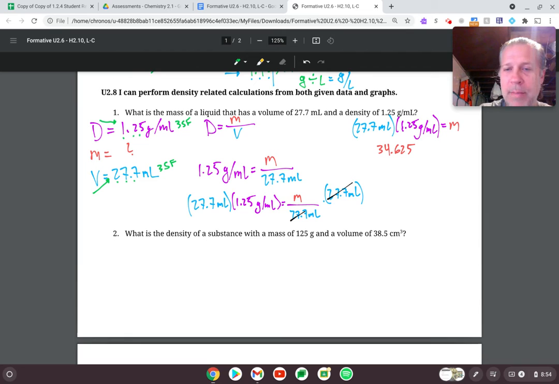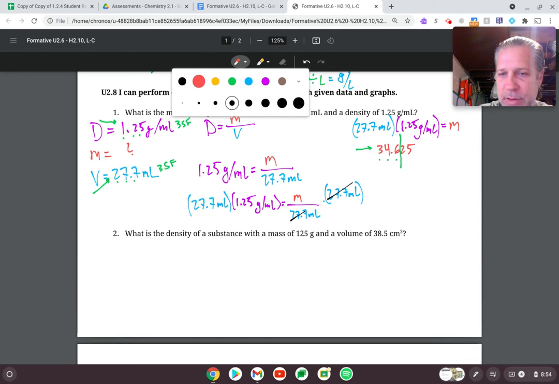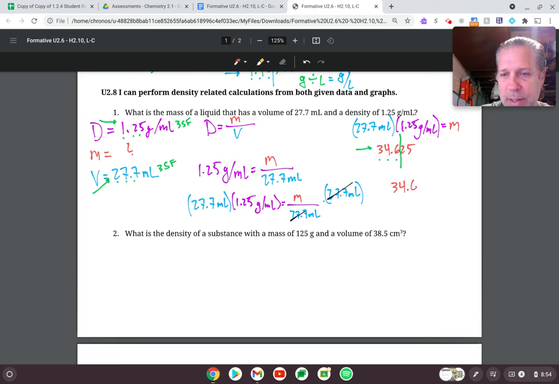So I'm going to look at my number from the calculator, and I see there's a decimal, and I'm going to draw an arrow coming in from the right, and 1, 2, 3, and I'm going to draw that line, and that 2 does not round the 6 up. So in this case, my final answer numerically is going to be 34.6. Now, masses in this case are going to be in grams, so I'm going to have the correct unit like this.